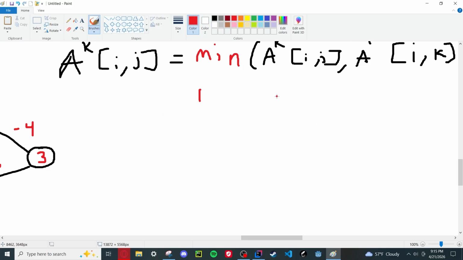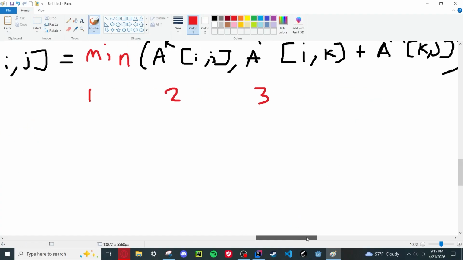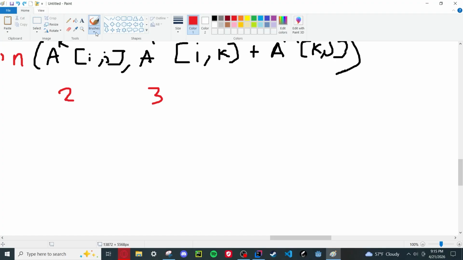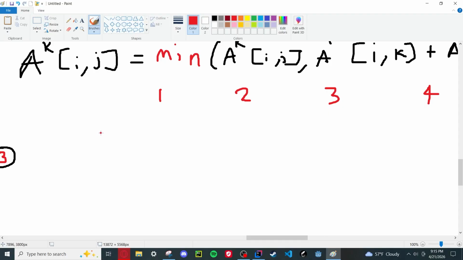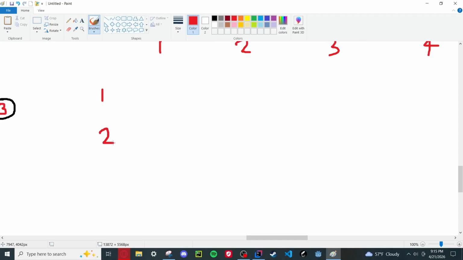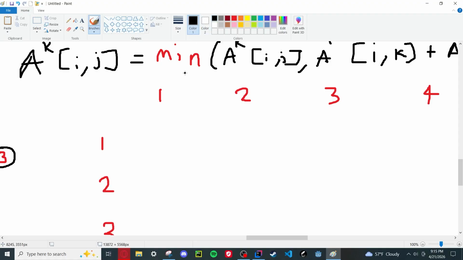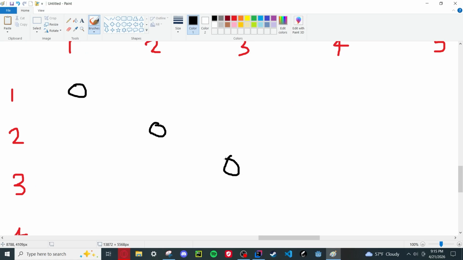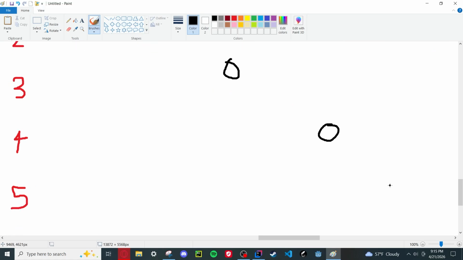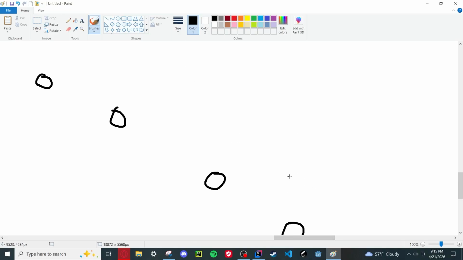Create my matrix. 1, 2, 3, 4, 5. If you want to see just the Floyd-Warshall, just skip ahead. I'm going to spend some time making the matrix so that we actually understand, because it's good to review matrices. And this will be a cost adjacency matrix. It's just a 5 by 5.